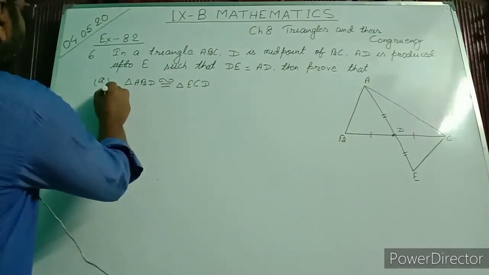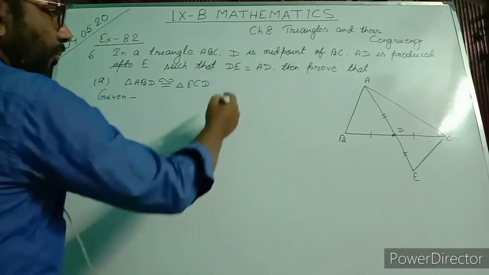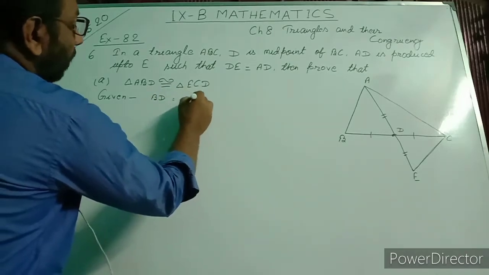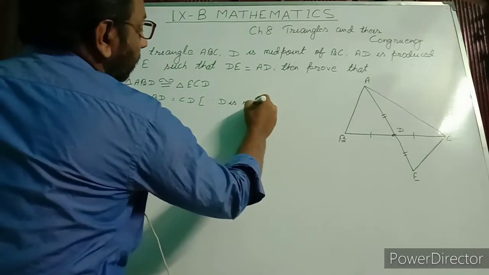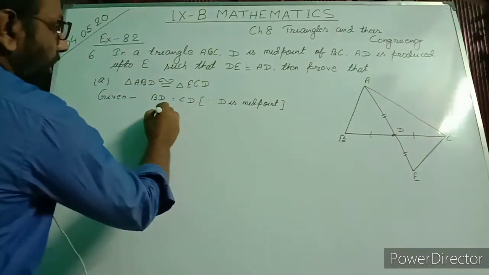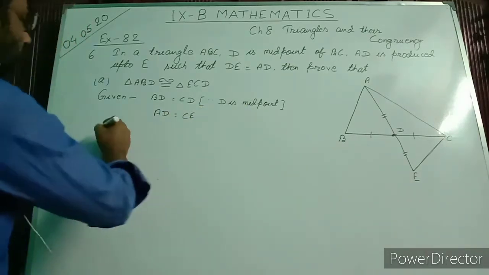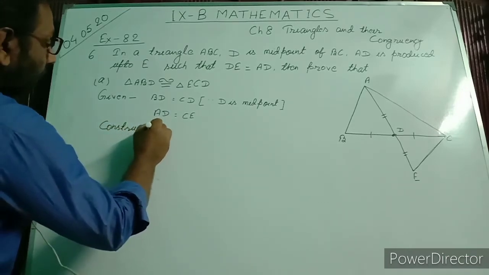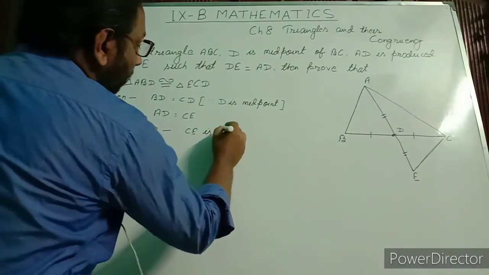As we know, first of all we write the given information. Given, since D is the midpoint, so BD equals CD. Second information, AD equals DE. Then one construction is done. That construction is CE is joined.